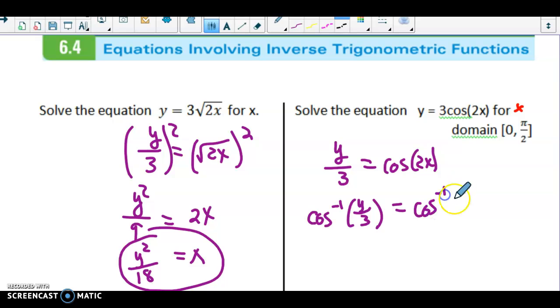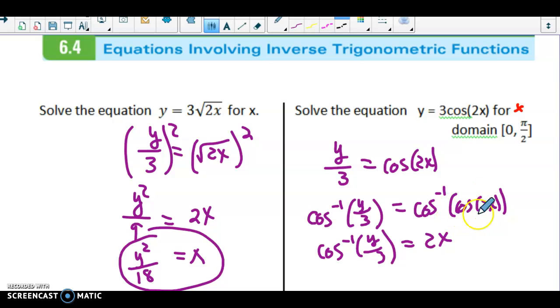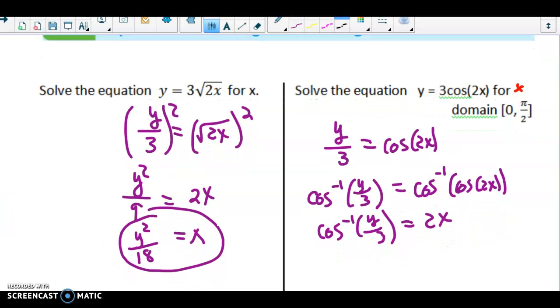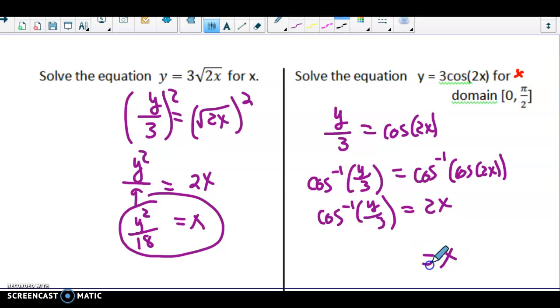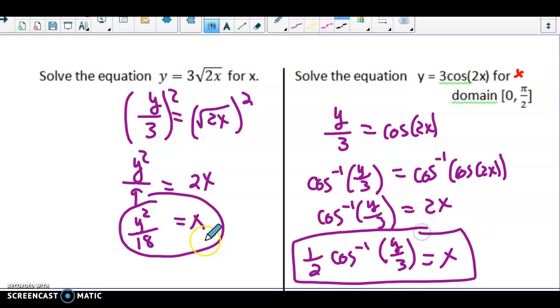And when I do that, the cosine inverse of the cosine, I just get the 2x. So you're doing that same type of thing. We're trying to get that x out of there. And then the last thing would be to multiply by a half or divide by 2. So we have 1/2 cosine inverse of y over 3. And that's how we'll leave it, just like we left this here, as y squared over 18. Okay, 1/2 cosine inverse of y over 3.